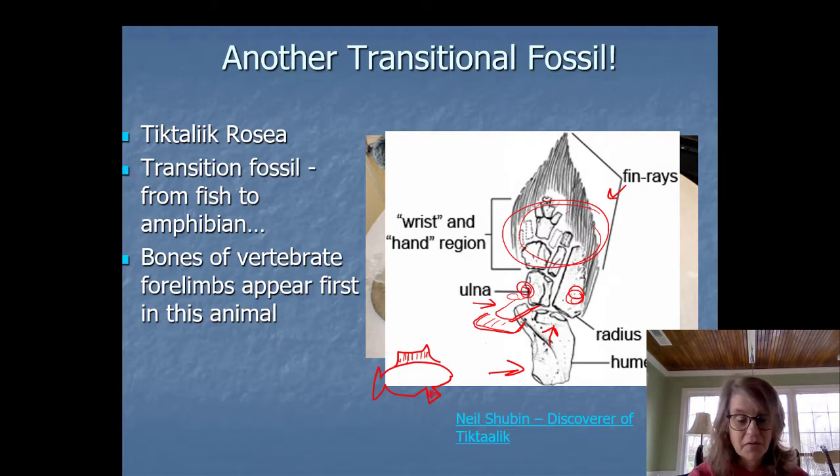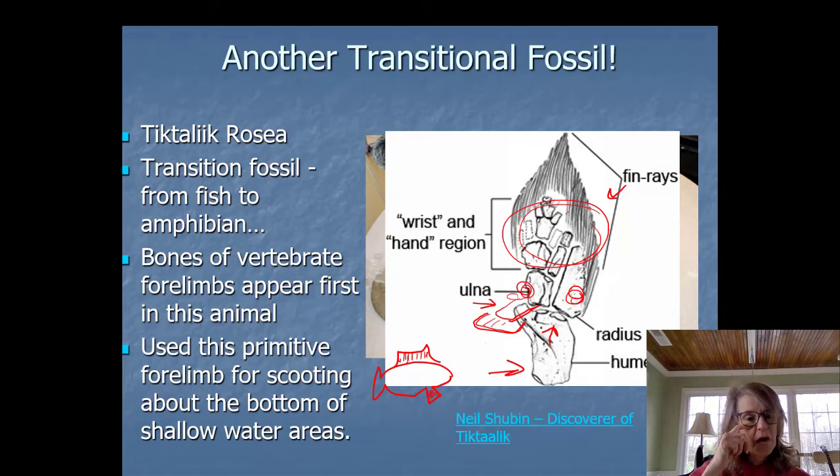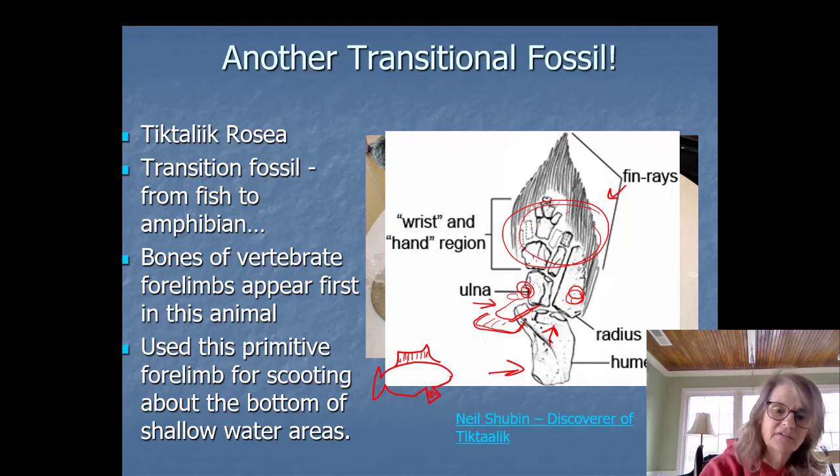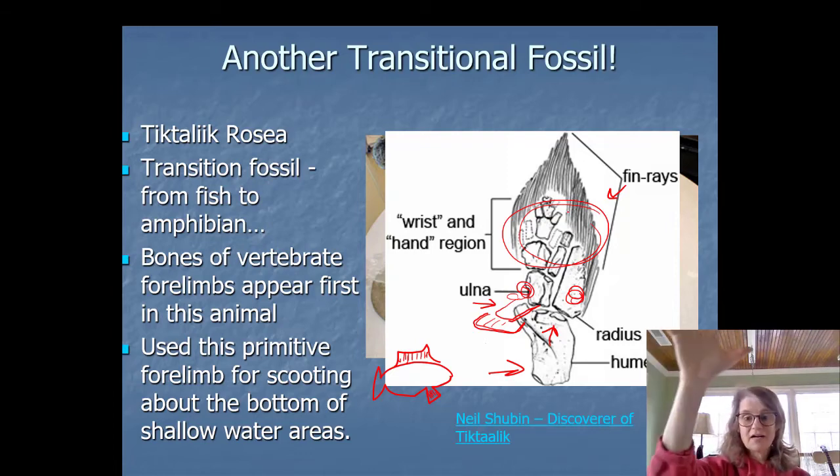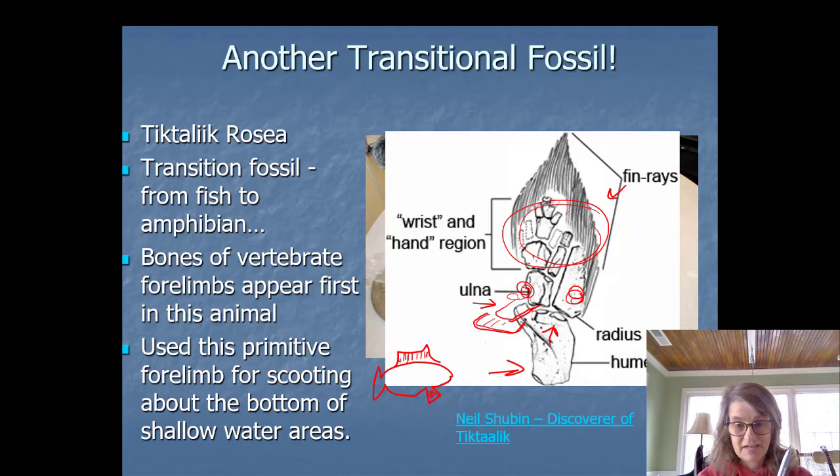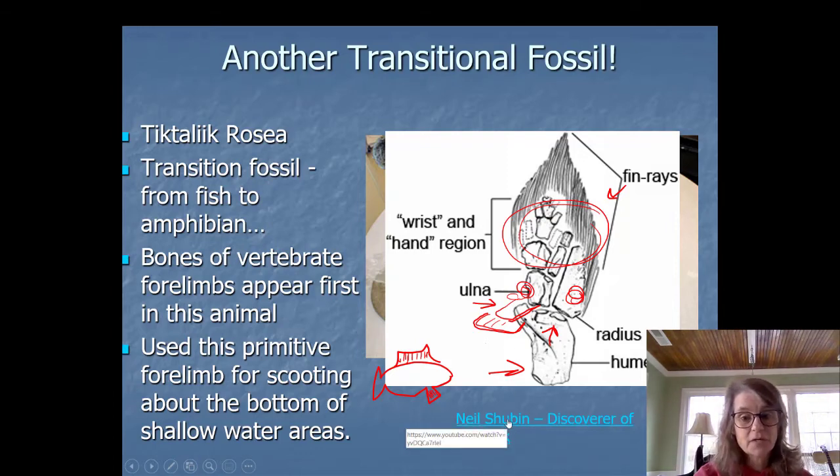When they found this limb bone, they were like, wow. This primitive forelimb had the support needed to be able to kind of crawl and scoot around in shallow water areas, maybe even haul the organism up onto land, maybe to escape a predator or snatch at a bug or something like that. But those are the beginning. That is the beginning right there of your arm. You are connected all the way back to this ancestor many millions of years ago. So what I'm going to do is play this video and let you hear Neil Shubin, who is the guy that discovered this fossil, talk about what that was like.